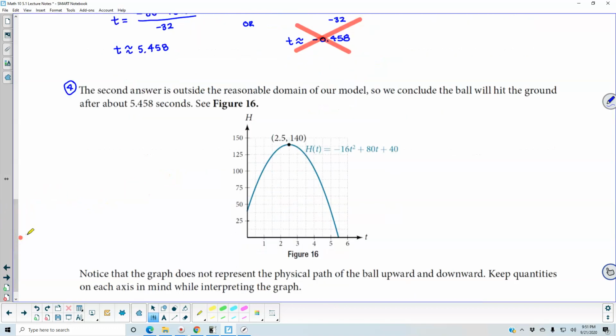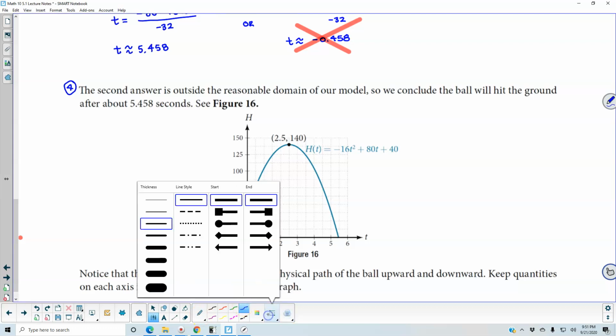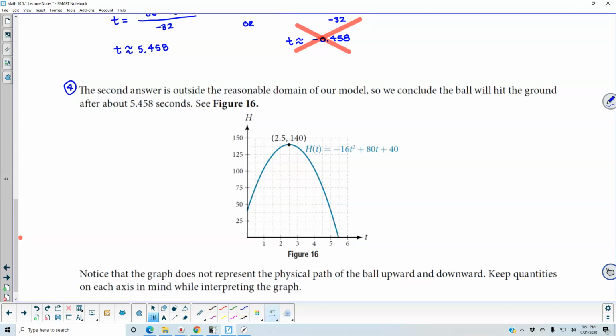So let's take a look at the graph and analyze what we just found. We can see that the maximum occurs when t, or the time, is 2.5 seconds, and the height, which is the maximum value, is 140, which is what we found.